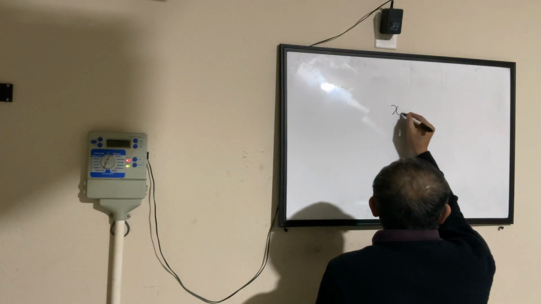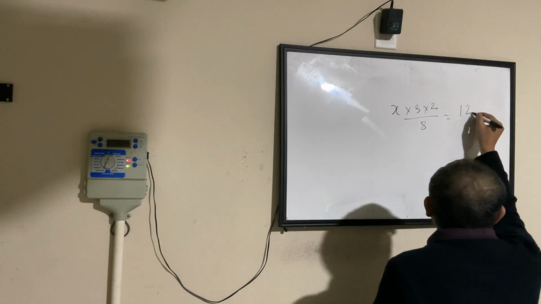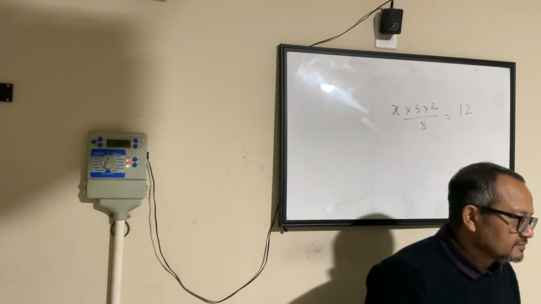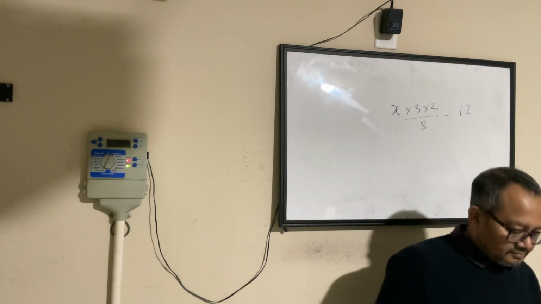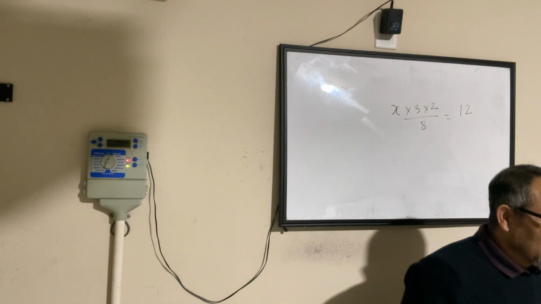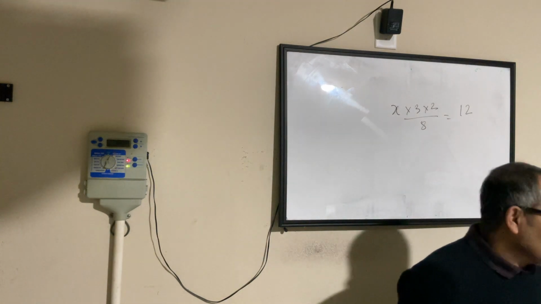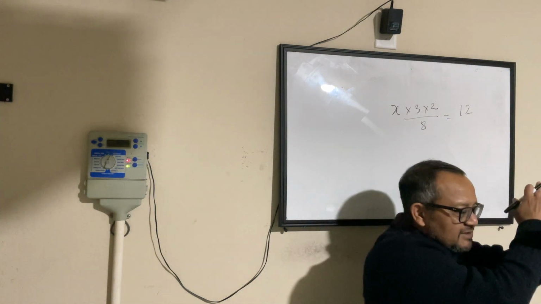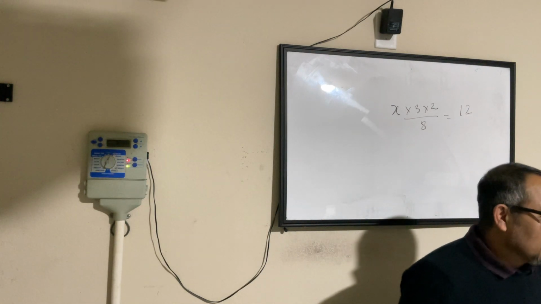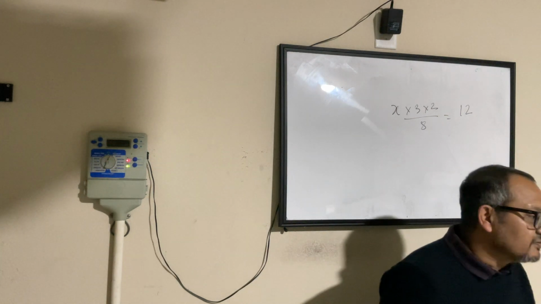If I have x into 3 into 2 by 8 equal to 12, find out the value of x. Can you guys try solving it? Sure. What happened, Joy? Not fun? Try solving it. Play with this. We have to just play with the numbers. It moves crisscross. That's what I said. When you have only multiplication and division, it just moves crisscross. Let's see who can solve it quickly. x into 3 into 2 divided by 8 equals 12. I'm asking you guys to find out the value of x.